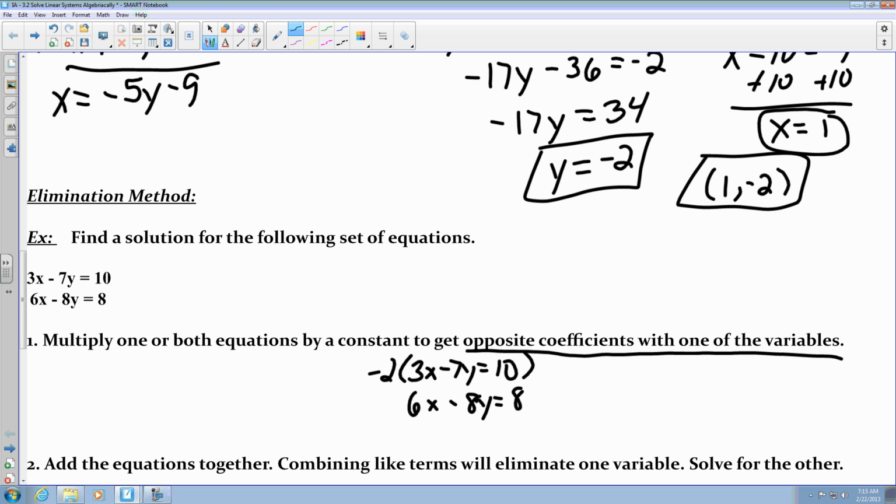And by doing that, I have to distribute that negative 2 to the entire equation. So this is going to be negative 6x plus 14y equals a negative 20. I keep the same equation on the bottom, 6x minus 8y equals 8. So now I see that I have opposite coefficients of a negative 6x and a positive 6x.